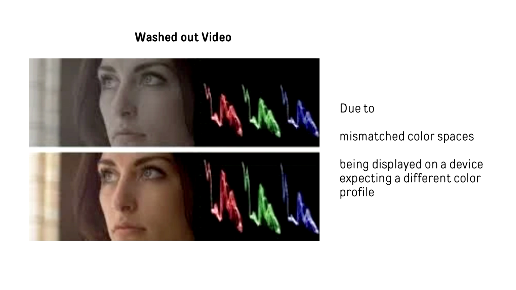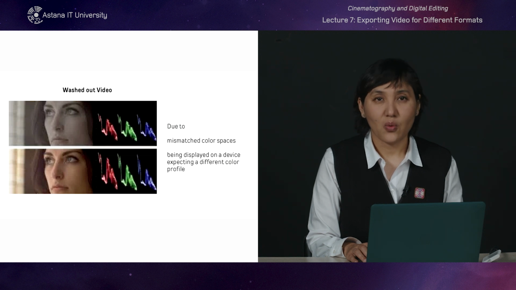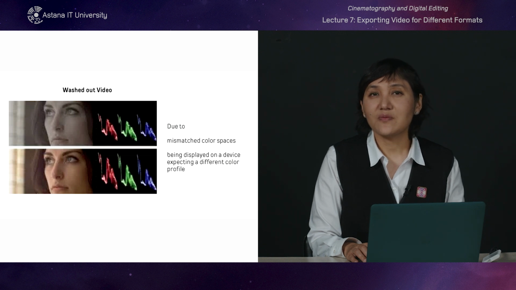One common problem is the video appearing too dark or washed out after export. This could be due to mismatched color spaces, where the project is Rec. 709 but it's being displayed on a device that expected a different color profile. Another frequent issue is audio sync problems, where the audio does not match the video. This could result from incorrect frame rate settings during export.